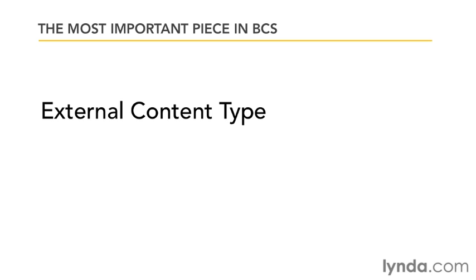Content types, of course, are things that we define inside SharePoint to describe the stuff we have inside SharePoint, like documents and images and lists and items. Well, an external content type is the same idea. We're just describing that piece that sits outside of our system. But everything we do in BCS is based on this idea of an external content type. This is step one. So let's see how to make one.